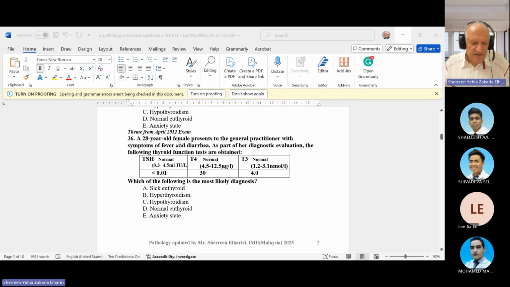A 28-year-old female presented to the general practitioner with fever and diarrhea. As part of the diagnostic evaluation, the following thyroid function tests are obtained. TSH is less than 0.1, so it is very low. T4 is 30, which is very high. T3 is a little high. So this patient has high T4 and low TSH. What's your diagnosis?